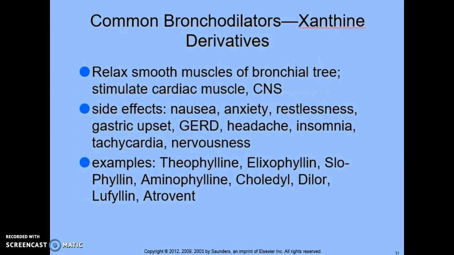Okay, common bronchodilators: xanthine derivatives. Here we're talking about patients with heart failure, heart disease, hypothyroidism, convulsive disorders, and acute pulmonary edema, who cannot use these derivatives. These derivatives relax smooth muscles of the bronchial tree and stimulate cardiac muscles and the central nervous system. Side effects are nausea, anxiety, restlessness, gastric upset, GERD, headache, insomnia, tachycardia, and nervousness. Some examples of these would be theophylline and aminophylline.